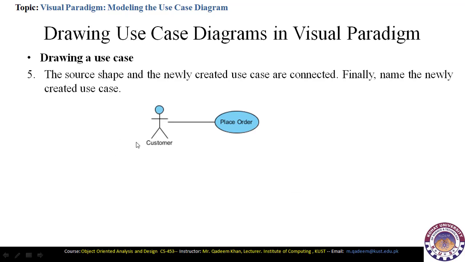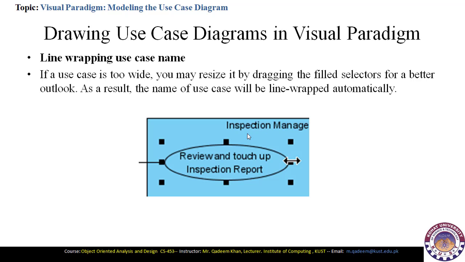Now here it will be the results. This is the customer, and this is a use case, place order. You have to type the functionality inside of this use case, and overall this is the use case diagram. So it creates a new use case. We can connect it with the customer, and finally name the new use case according to our objective of the project.